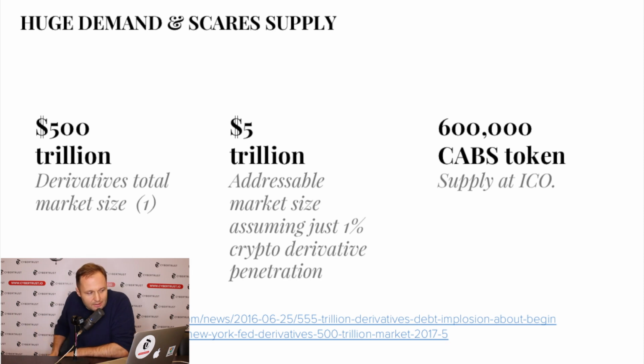So how big is the potential demand, right? And what is the supply? On the demand side, the total derivatives market is $500 trillion. That's according to many people out there, and I think that's actually the lowest mark. So if we assume just 1% of crypto derivatives market penetration, it's already $5 trillion, right? Right now we initially put a big cap. Now we reduced it, and I think we're going to reduce it further. But the supply is not very big.